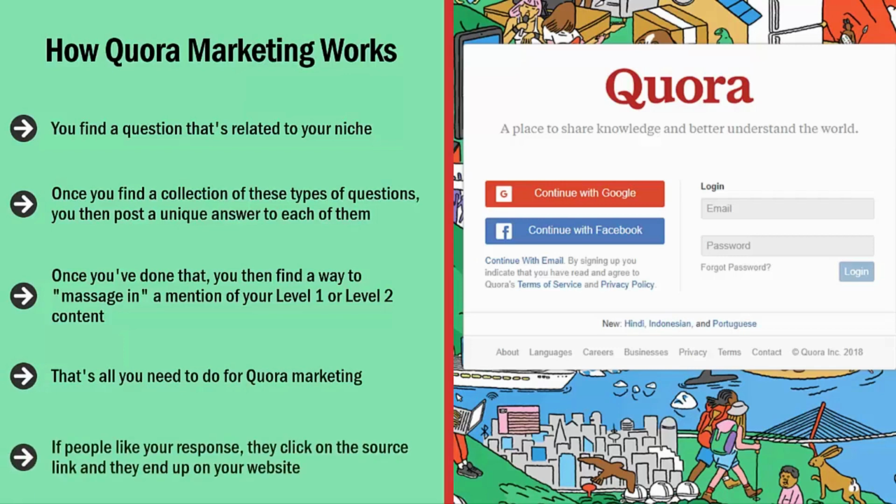If people like your response, they click on the source link and they end up on your website. If they click through one or a couple more pages, they end up on your product comparison page. If they like what they see, they can then click to buy the product.